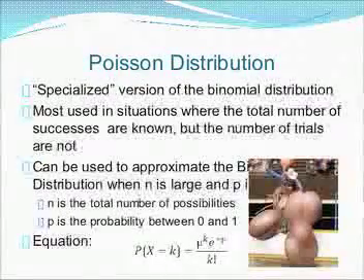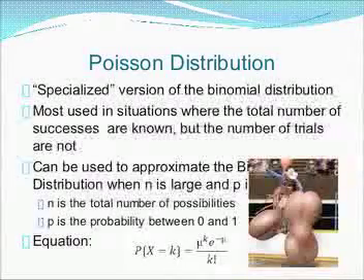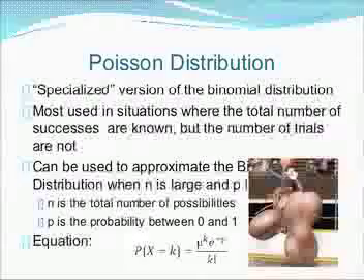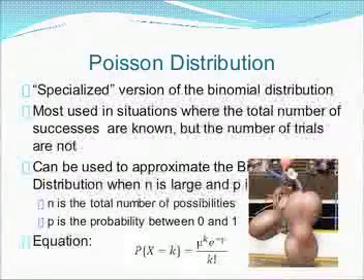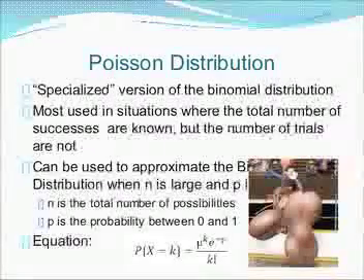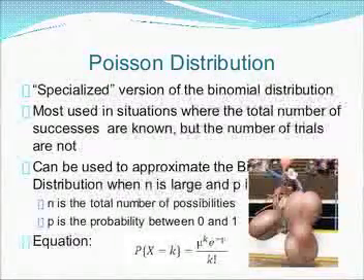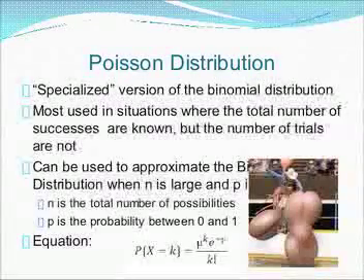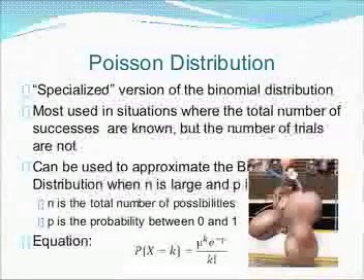The next distribution that we'll be talking about is the Poisson distribution. This is a specialized version of the binomial distribution. It's most used in situations where the total number of successes is known, but the number of trials is not. It can be used to approximate the binomial distribution when n is large and p is small, where n is the total number of possibilities, and p is the probability between 0 and 1. The equation for the Poisson distribution can be seen below.